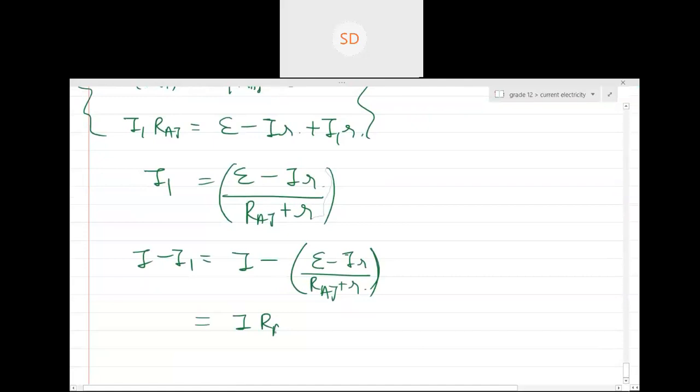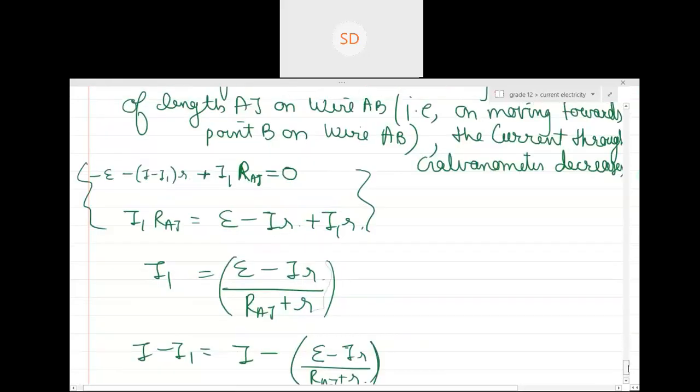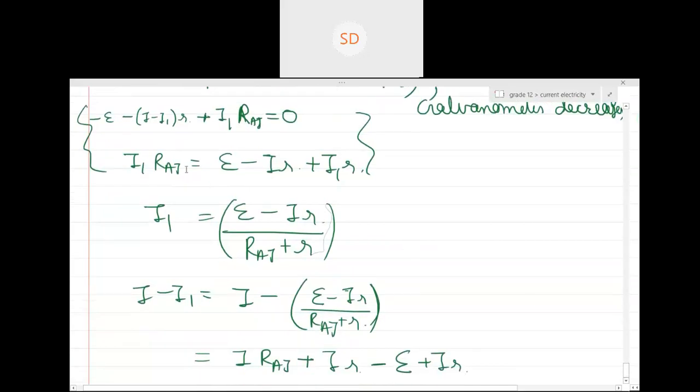So I into R into plus I into R minus E plus I. Am I doing some calculation mistake anywhere? Guys, the denominator should be R_AJ minus R1. R is a minus R, right?